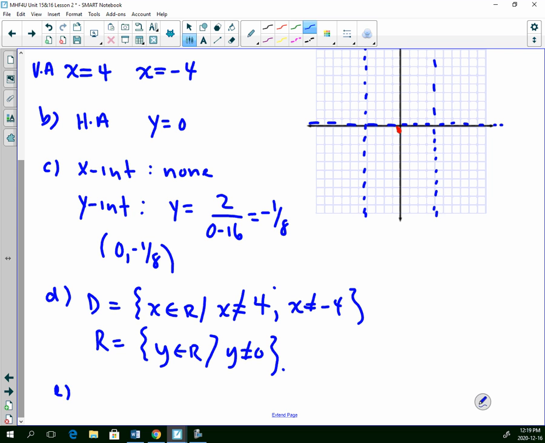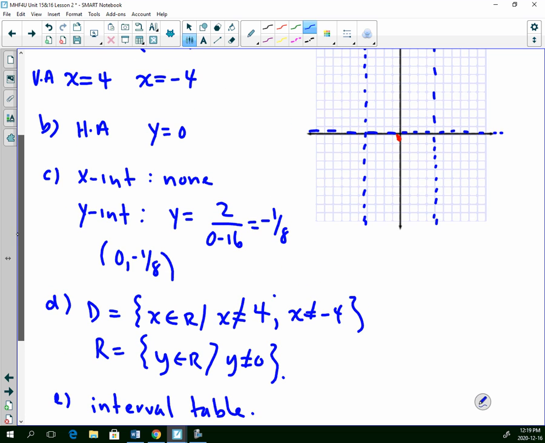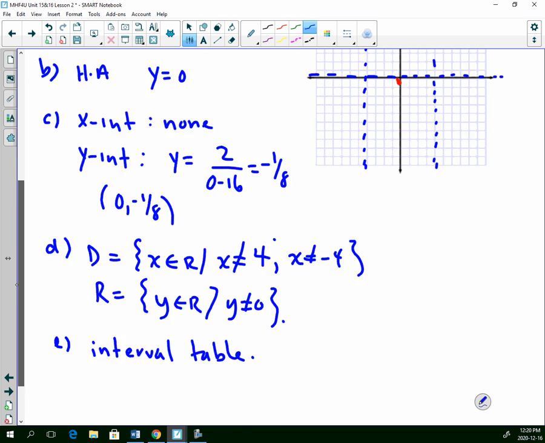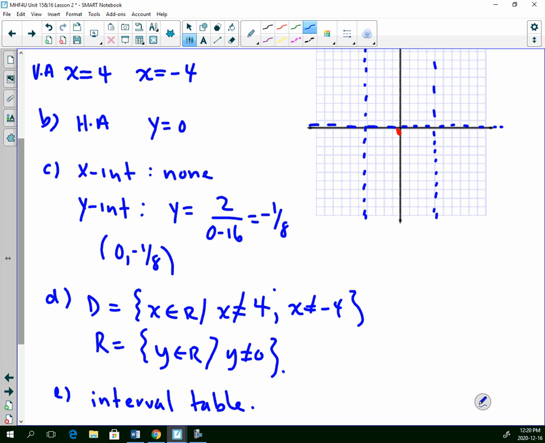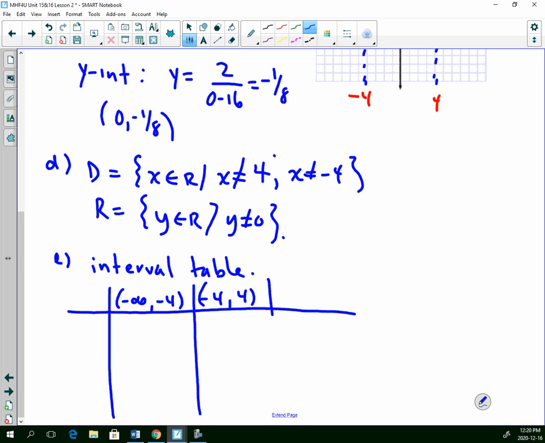Now we want to finish our sketch. So let's do our interval table. So the intervals I want to check, I don't have an x-intercept, but I have 2 vertical. So one at -4 here, and one at +4 there. Okay, I don't have any number on the x-axis, so that's not going to be part of my intervals. So we want to the left of -4, between -4 and 4, and then to the right of 4.